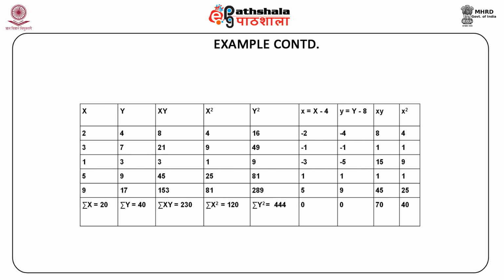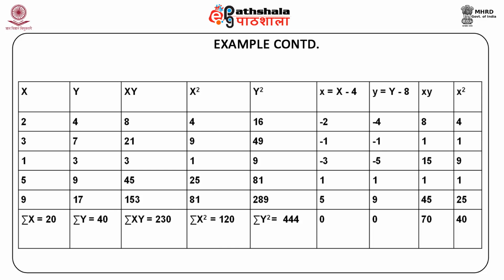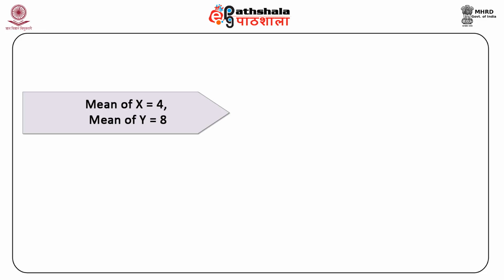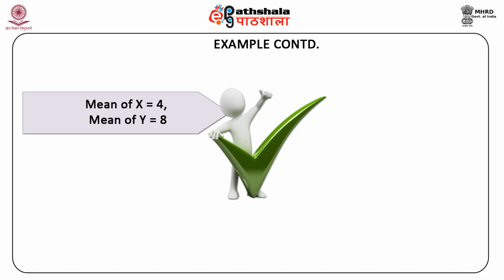The given table calculates the values to get the mean of x and y. Both are squared in columns 4 and 5 and multiplied in column 3. The corresponding summations are shown in the last row. Mean of x is equal to summation x divided by n, which is equal to 20 divided by 5, which is equal to 4. Mean of y is equal to summation y divided by n, which is equal to 40 divided by 5, which is equal to 8.